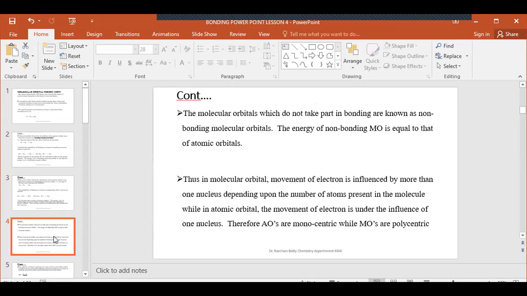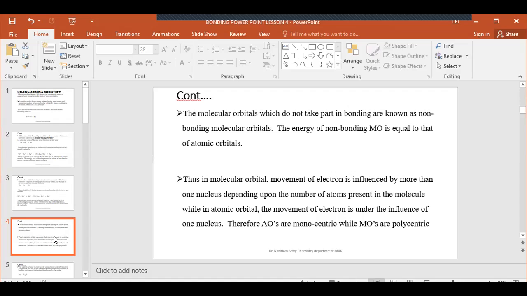Another point to note: the molecular orbitals which do not take part in bonding are known as non-bonding molecular orbitals. And the energy of a non-bonding molecular orbital is equal to that of the atomic orbital. That one will be seen with an example of hydrogen fluoride.